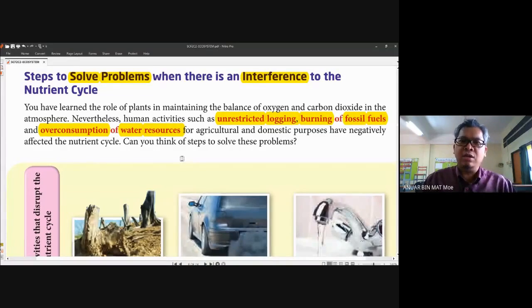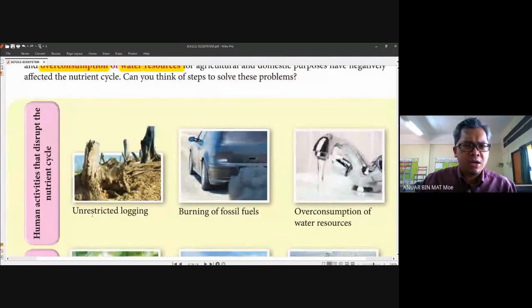We like to cut down the trees because we want to take the wood to build furniture, right? To build buildings. We use the resources without planning, okay? But most of the interference caused by human has a negative impact on the nutrient cycle, okay? For example, the human activities: unrestricted logging, burning of fossil fuel, and overconsumption of water resources.